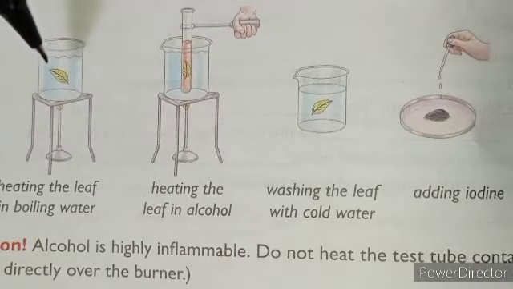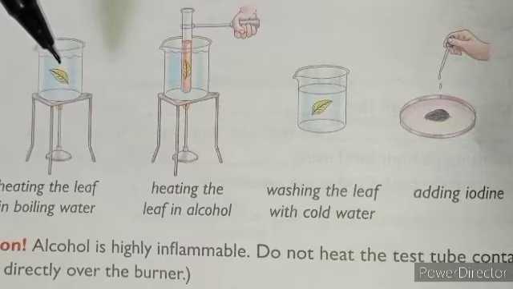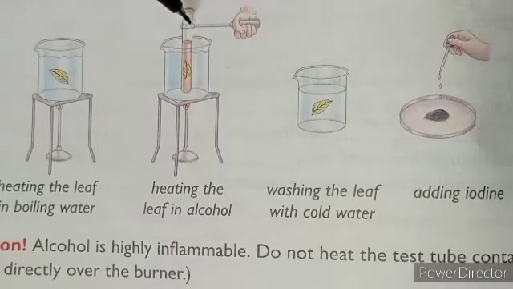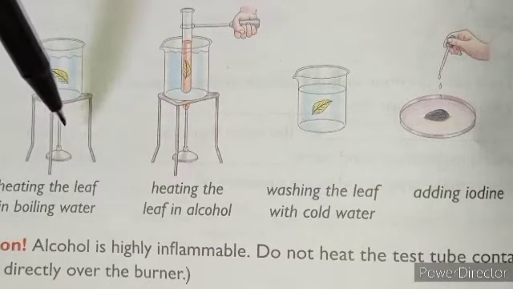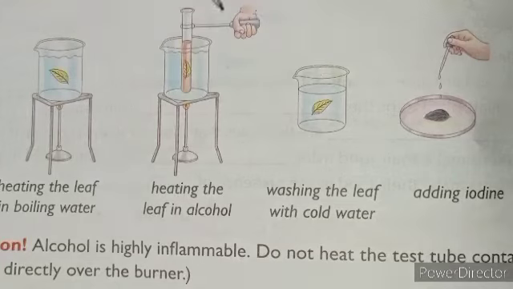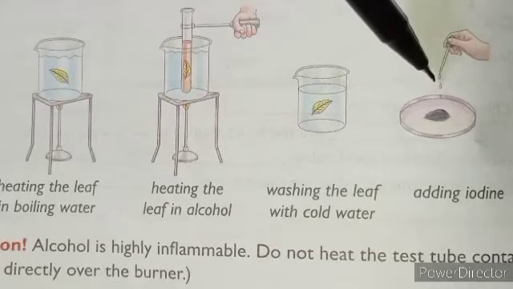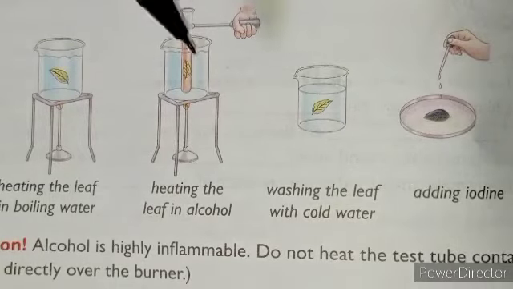Here we require some materials. First we require a green leaf, water and alcohol, and two beakers. This is a beaker, and here are Bunsen burners. We also need iodine and a test tube holder. Here we add iodine solution drop by drop. And this is the test tube holder.